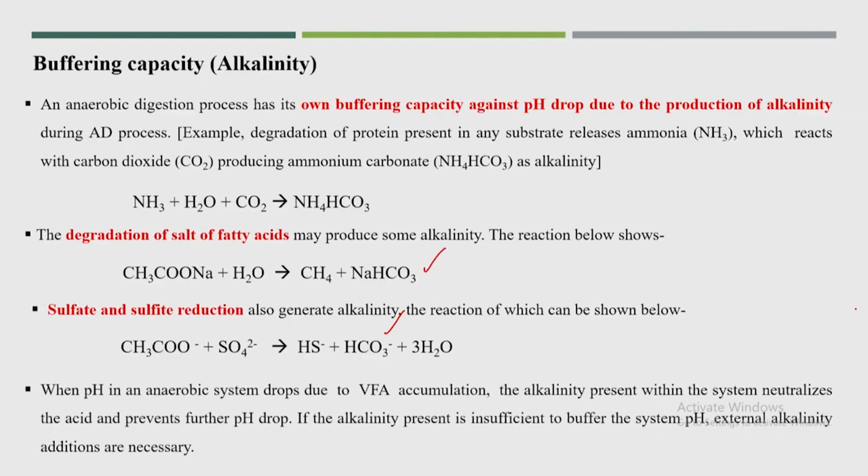When pH in the anaerobic system drops due to VFA accumulation, the alkalinity present within the system neutralizes the acid and prevents further pH drop. If the alkalinity present is insufficient to buffer the system pH, external alkalinity additions are necessary.